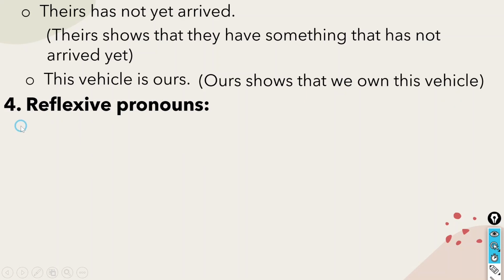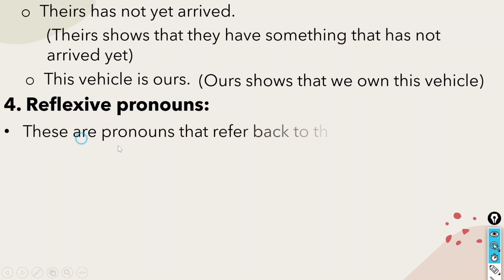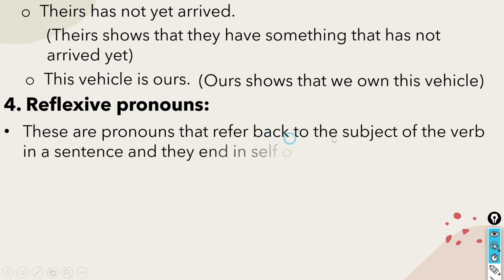Then the number 4 type of pronouns is reflexive pronouns. So what are they? These are pronouns that refer back to the subject of the verb in a sentence and they end in self or selves. Reflexive pronouns are quite tricky. They refer back to the subject of the verb.